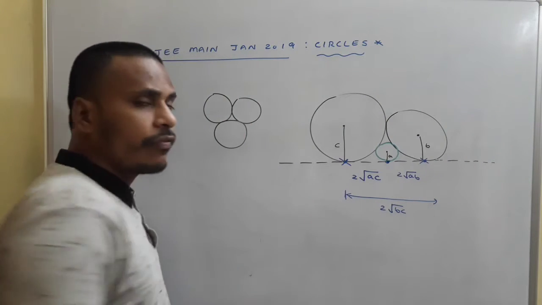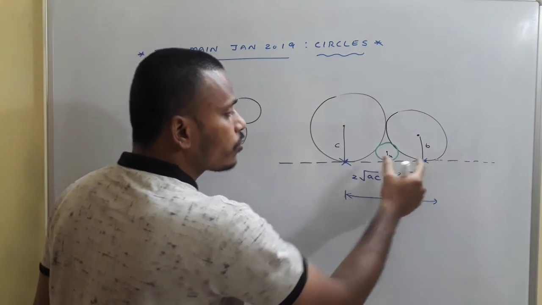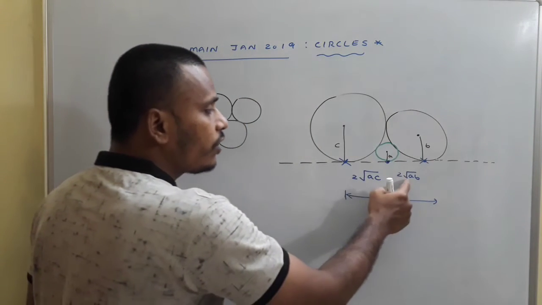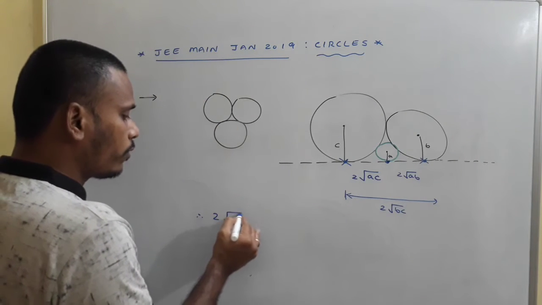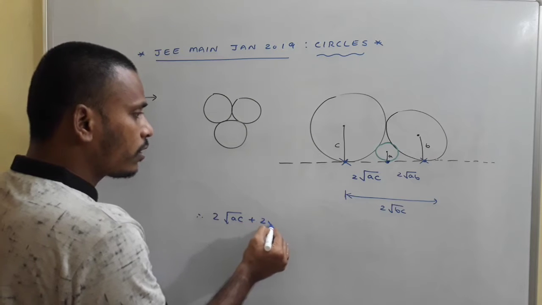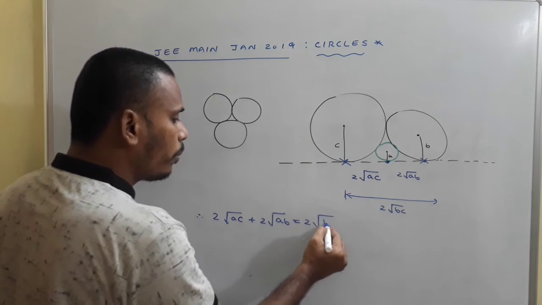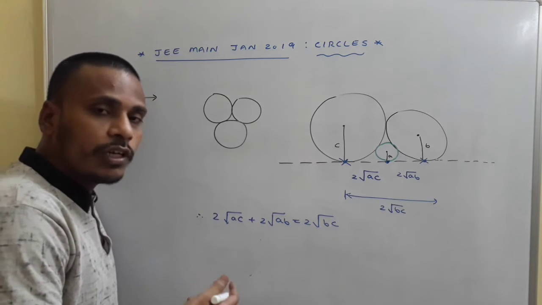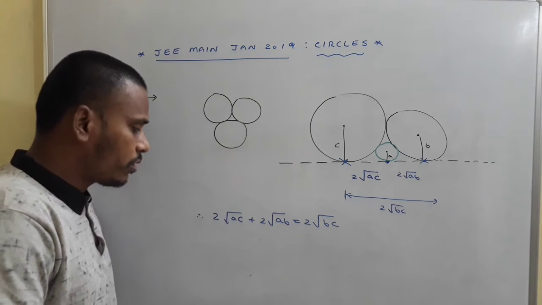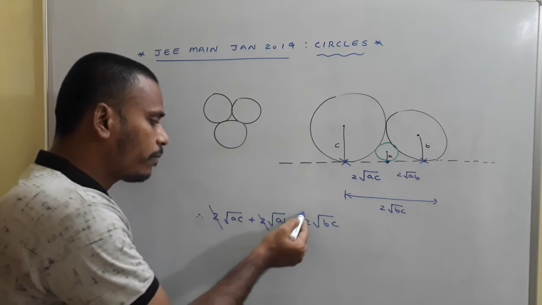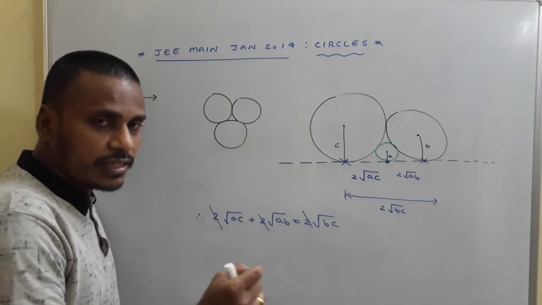Now see, from the figure it is very clear that this 2 root BC is equal to the sum of these two lengths. If you add these two, that is equal to 2 root BC. Therefore 2 root AC plus 2 root AB is equal to 2 root BC. Using this we need to derive the required condition as given in the options. The 2 gets cancelled everywhere, and then we divide everything by root ABC.